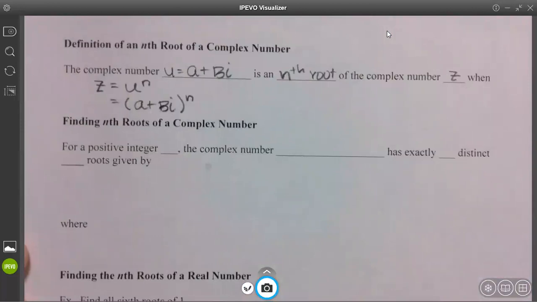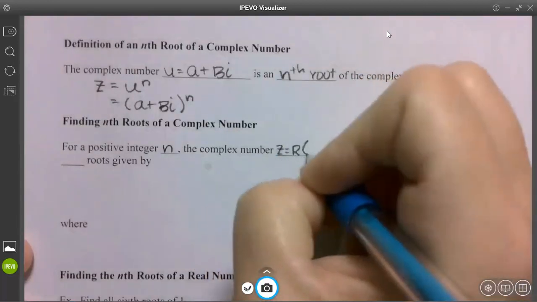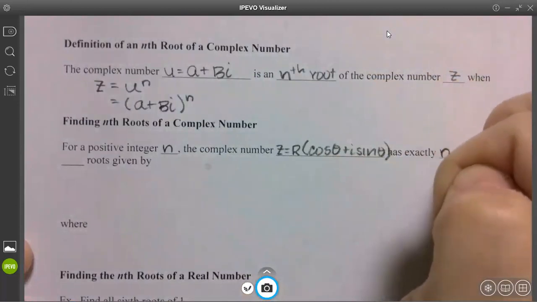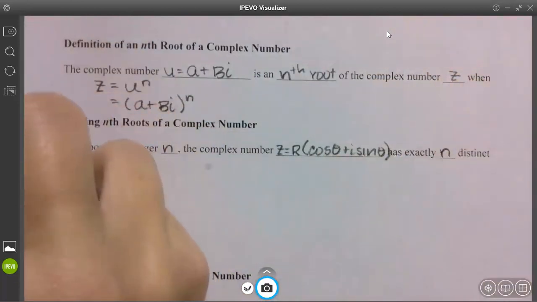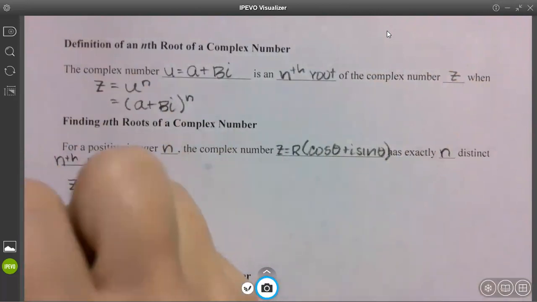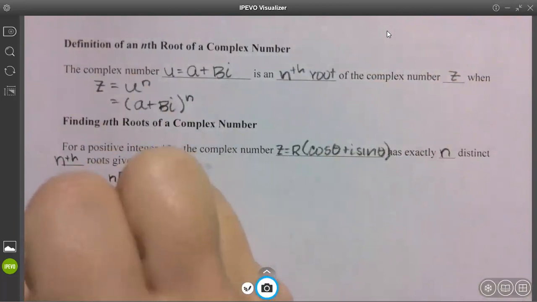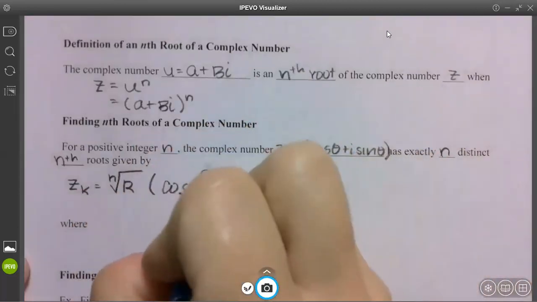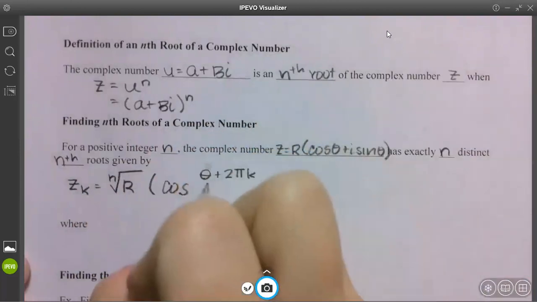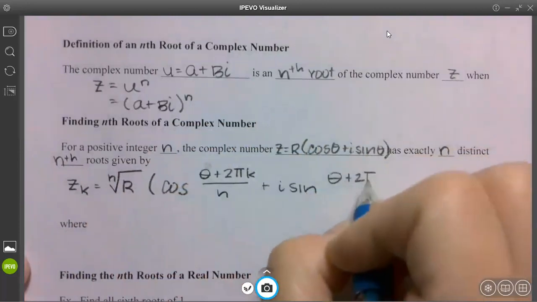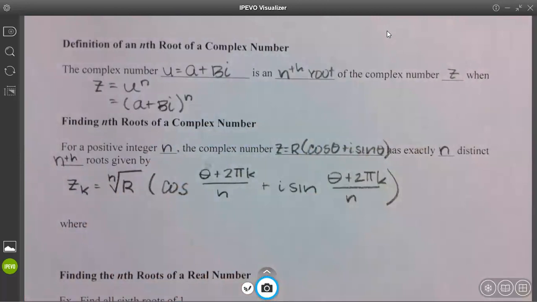Finding nth roots of a complex number: for a positive integer n, that complex number z that we found earlier, r times cosine theta plus i sine theta, has exactly n distinct nth roots given by z sub k equals the nth root of r times cosine of theta plus 2 pi k over n, plus i sine of theta plus 2 pi k over n. Give me a second to write that down.